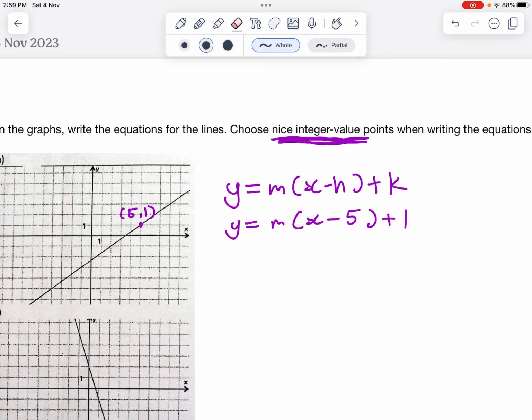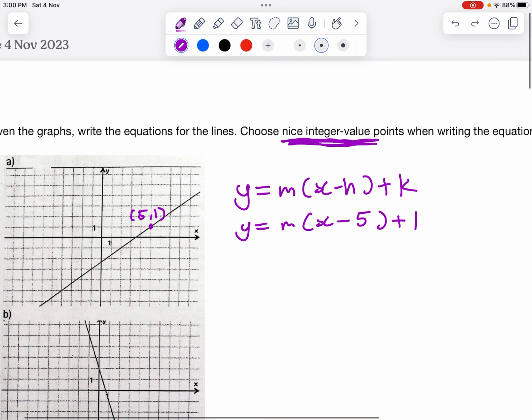Alright, so we already know the point here. Now we just need to fill out what m is. In order to solve for m, we can also find another point that is a solid point. So would this point work? No, because it's kind of in between.